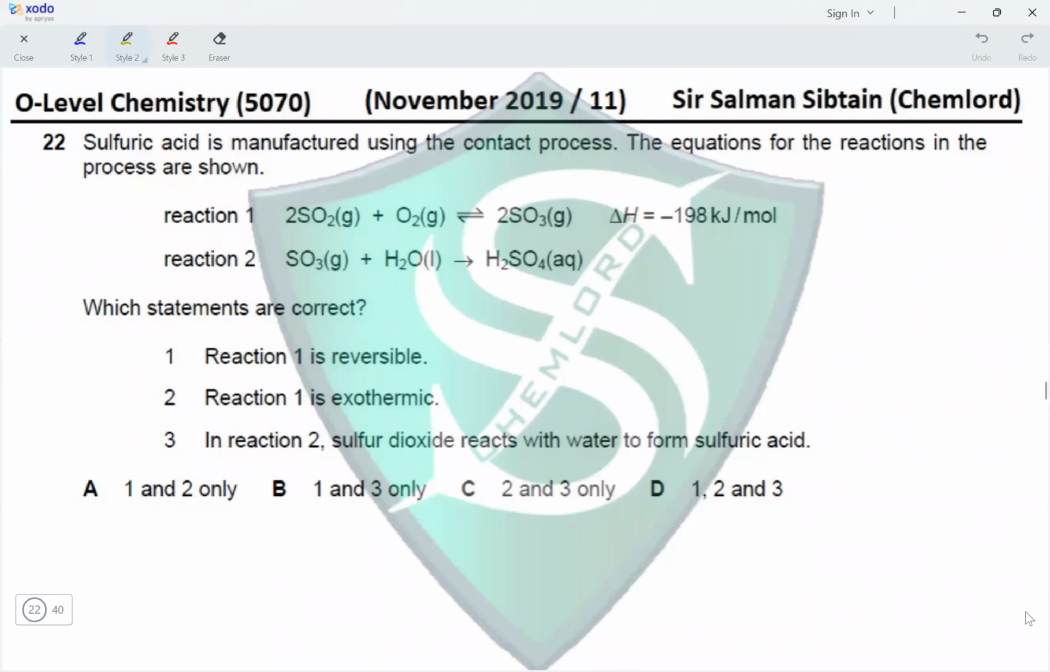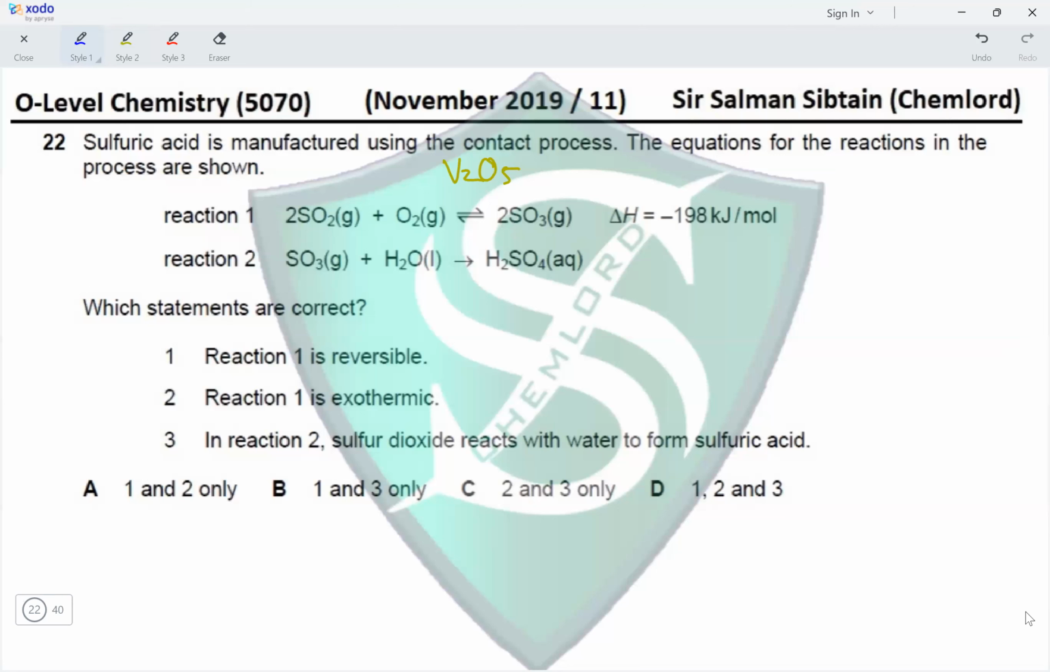Question 22. Sulfuric acid is manufactured using the contact process. The equations for the reaction in the process are shown. Reaction 1 is 2 moles of SO2 reacting with oxygen producing 2 moles of SO3, and the enthalpy change here is negative 198, meaning it is exothermic. And this is the step in which V2O5 is used as a catalyst. Reaction 2 has sulfur trioxide reacting with water producing sulfuric acid.